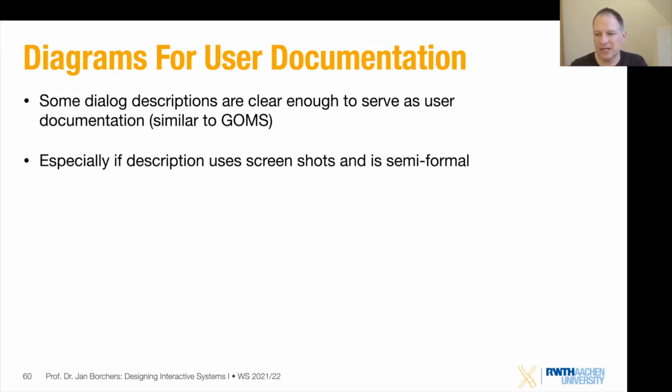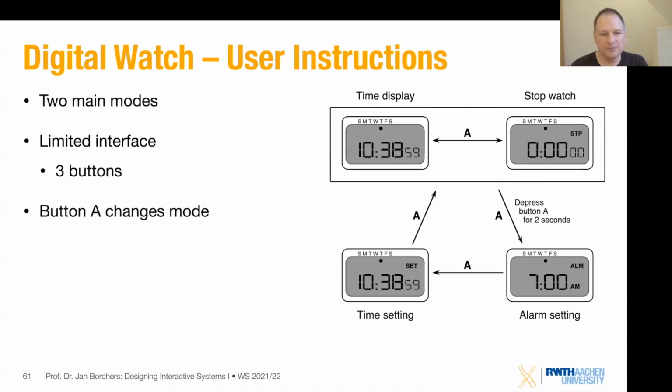I want to show you an example of how user instructions often are represented using state diagrams and formal notations, and also how they sometimes curiously leave out things. So here's a simple digital watch, and it has two main modes, right? A time or a stopwatch display. And you can see this has only 3 buttons, right?